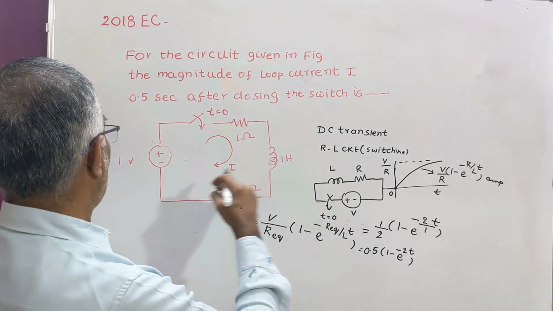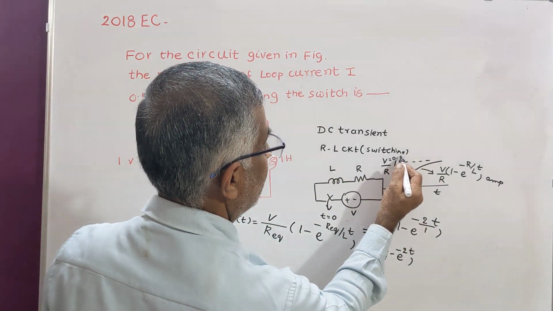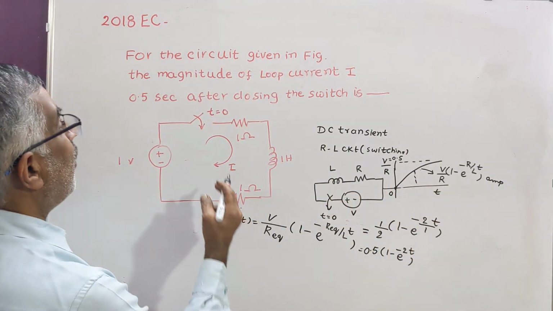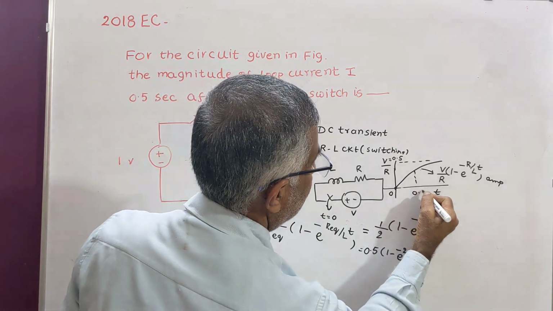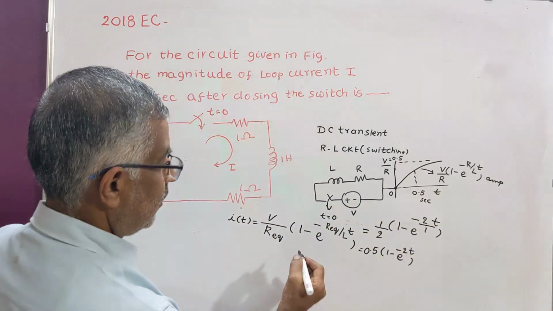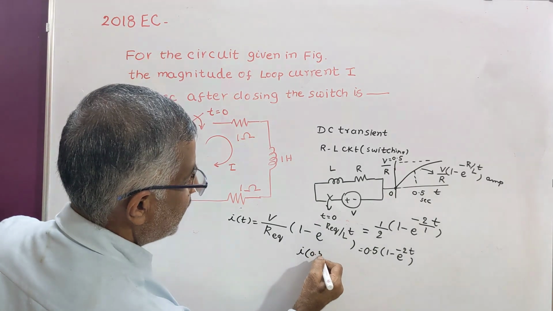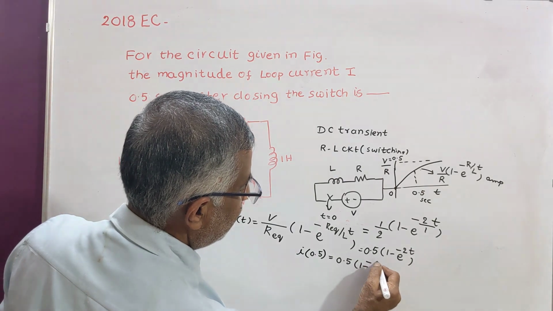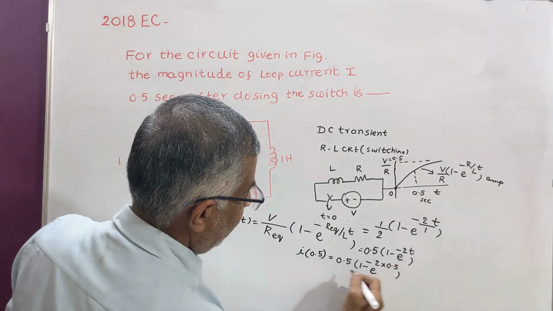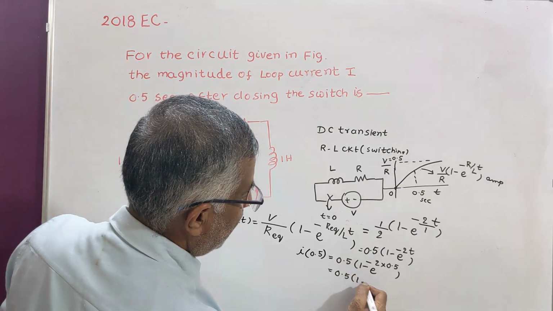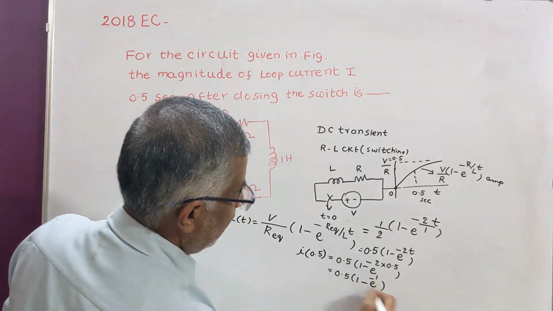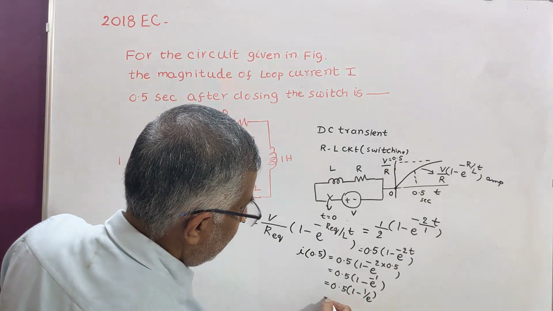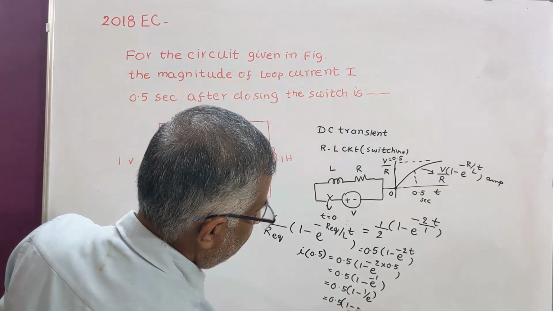Now the current has to grow to 0.5 amperes. Now we are finding what is the current at the end of 0.5 seconds. Substitute t equal to 0.5 second. We get 0.5 into 1 minus e power minus 2 into 0.5. That is 0.5 into 1 minus e power minus 1, which is 0.5 into 1 minus 1 by e.